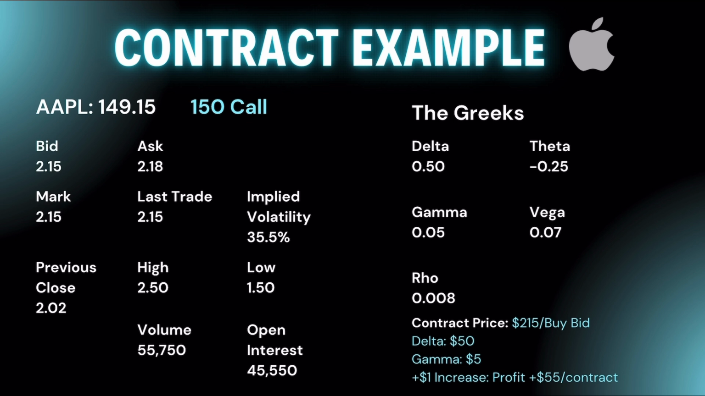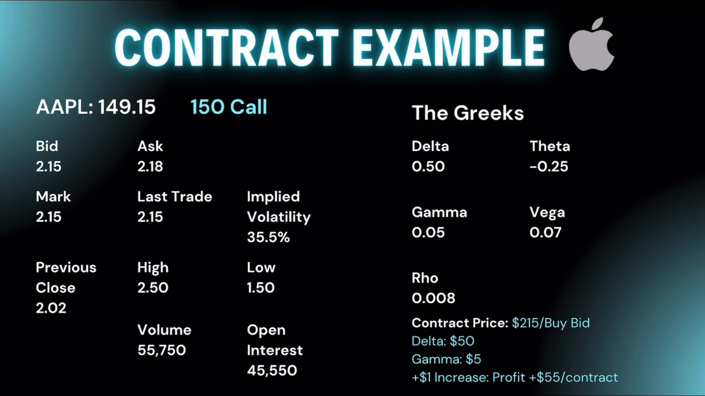That's always going to be key factors in whether or not a contract is worth your while. Now, on the right side of the screen, we see the Greeks, of course. The delta is at 0.50, the theta is at negative 0.25, and then the gamma is at 0.05. We're just going to focus on those three right now, okay? So at the bottom right, we're going to go ahead and review what everything looks like.